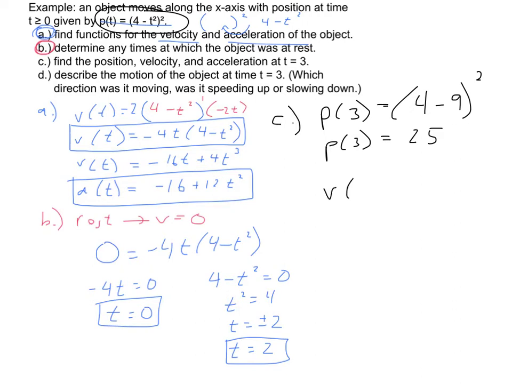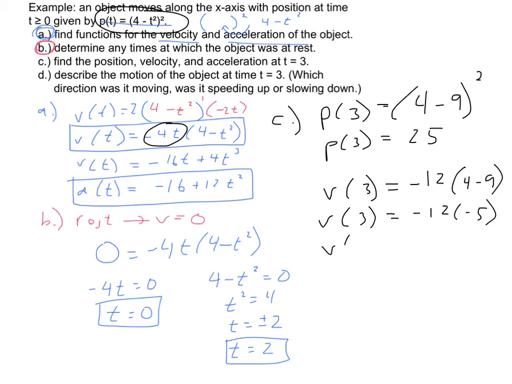The velocity at time 3, so here again you have a choice. Like any one of these 3 velocity functions could be used depending on which you feel is going to be easiest for you. I'm just always a fan of the factored one, so I'm going to go with that one. V of 3 will give me negative, so if you look at this, negative 4 times 3 will give me negative 12 times 4 minus 9. So V of 3 is negative 12 times negative 5, and that means that V of 3 is 60.